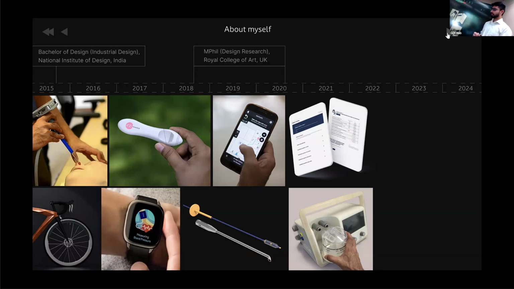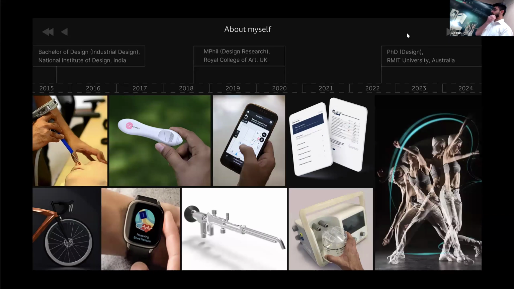And from there, over the last 2 years, I've been based in Melbourne pursuing a PhD, which is more focused on wearable devices for patients with diabetes. A lot of these experiences, both in practice and research, have led to new questions emerging on how we're developing devices.